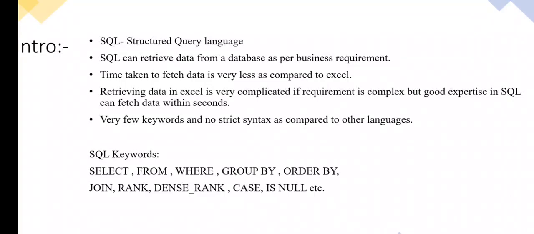What exactly does structured mean? We have two kinds of data, structured and unstructured data. Any data in the form of characters A to Z, numbers 0 to 9, or special characters is considered structured data, like my name or address. But whenever you have data in the form of audio or video, it is considered unstructured data, maybe like the output of a CCTV camera. And the next point says SQL can retrieve data from a database as per business requirement.